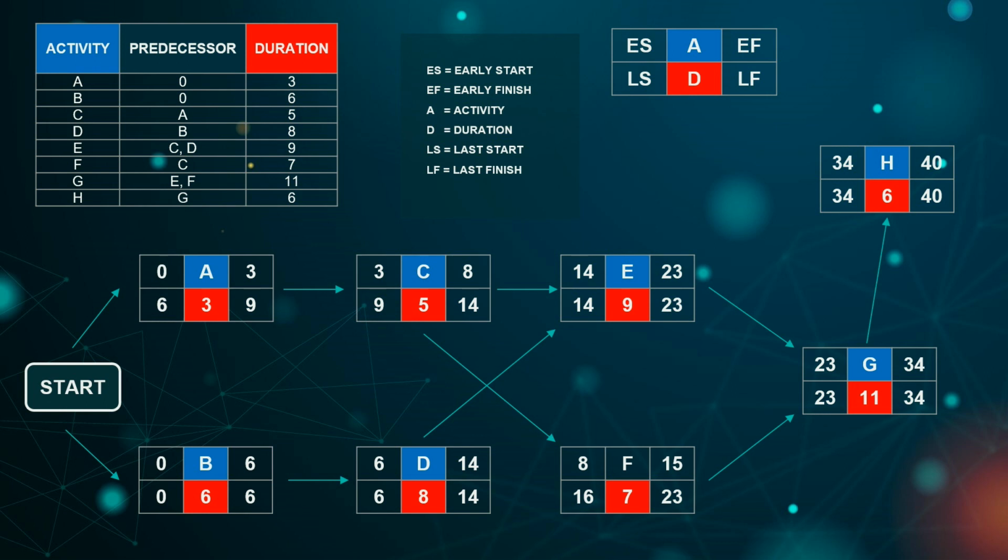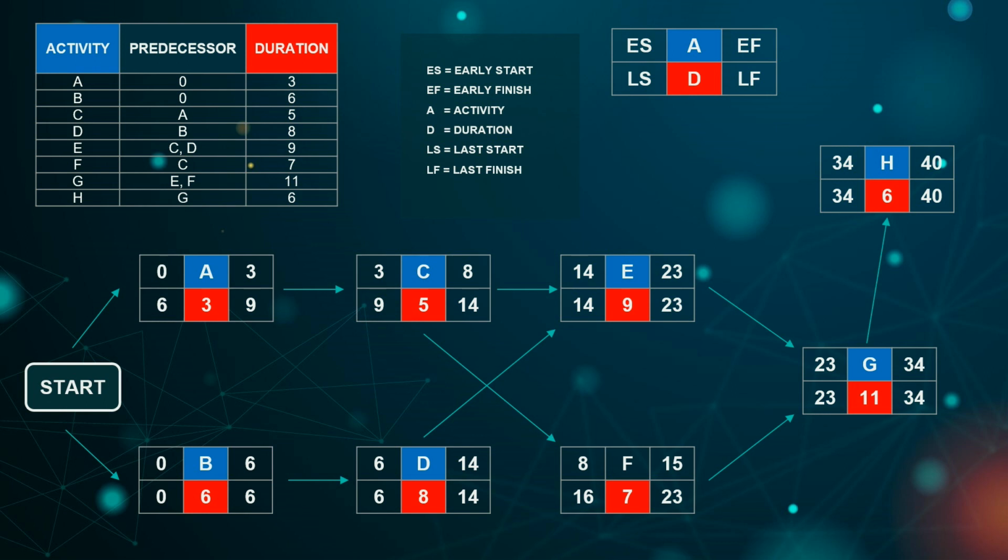To decide the critical line of the CPM, we need to calculate LS, the last start. We will start from the last activity, which is activity H. The LF is 40 and the duration is 6. 40 minus 6 equals 34. Then we bring it back to activity G. So the LF is 34 and we can do it for the rest of the activities.